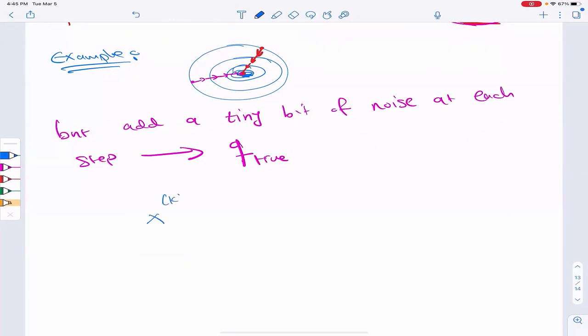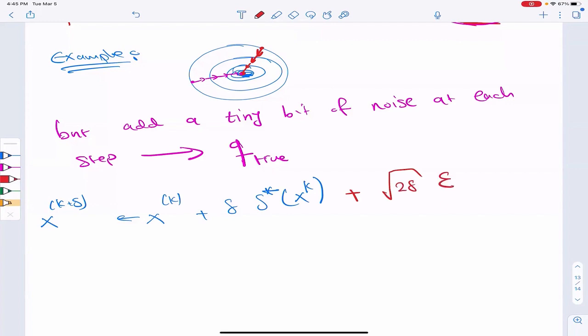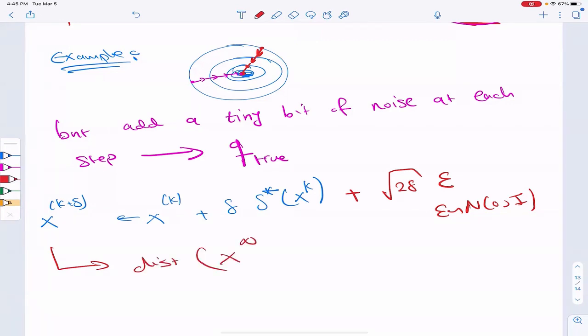Basically, take any x, add a little bit of the score with respect to the ground truth distribution. This update, as we saw, doesn't converge, but I'm going to just add a tiny bit of noise, let's say epsilon, scaled with this parameter. And the distribution of your, let's say, x infinity is in fact your ground truth distribution. Amazing. Small enough, sufficiently small.